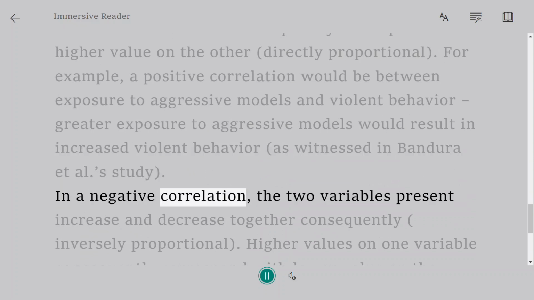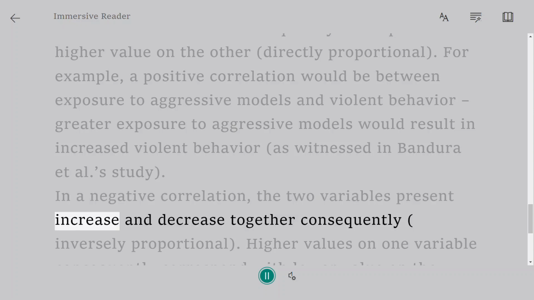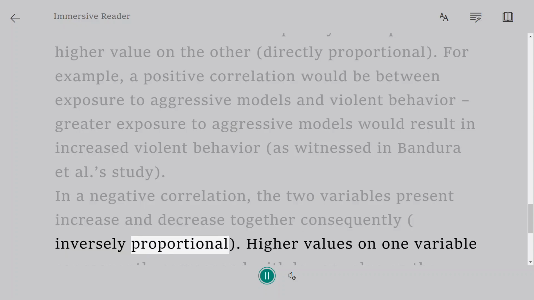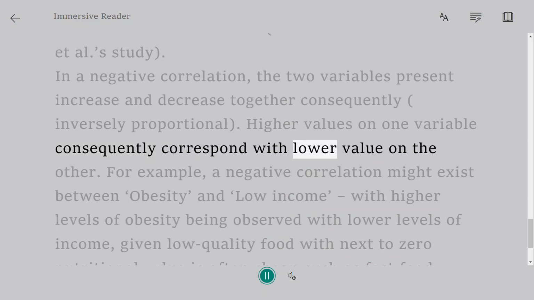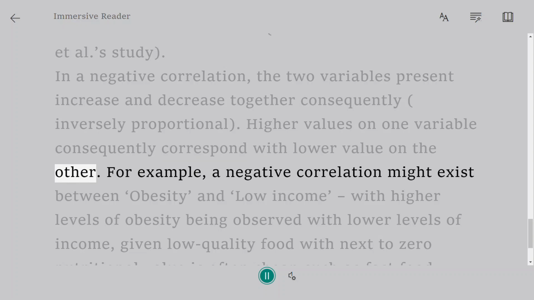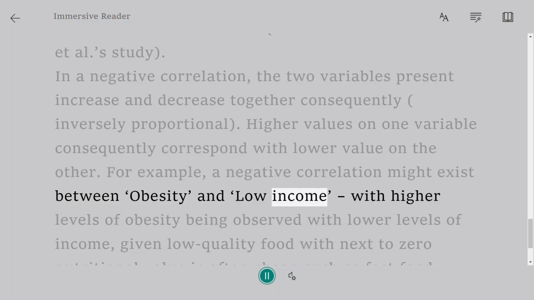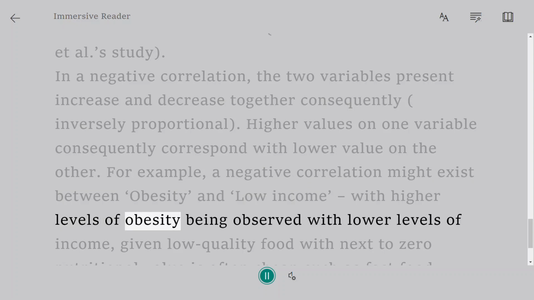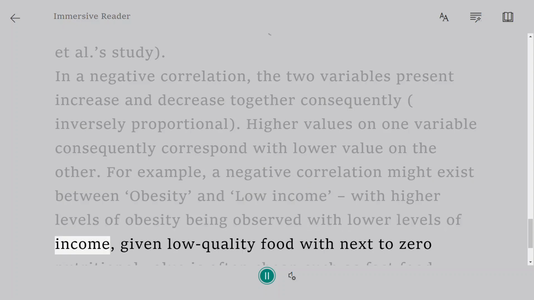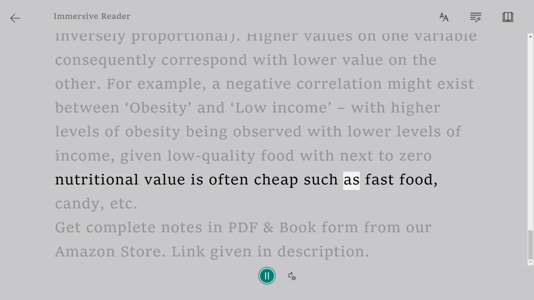In a negative correlation, one variable increases as the other decreases, consequently, inversely proportional. Higher values on one variable correspond with lower values on the other. For example, a negative correlation might exist between obesity and low income, with higher levels of obesity being observed with lower levels of income, given low-quality food with next to zero nutritional value is often cheap, such as fast food, candy, etc.